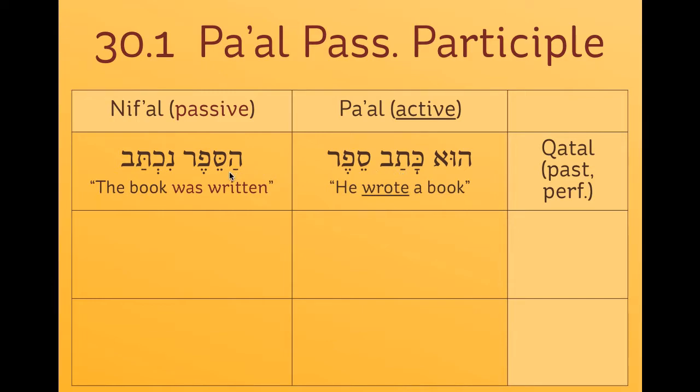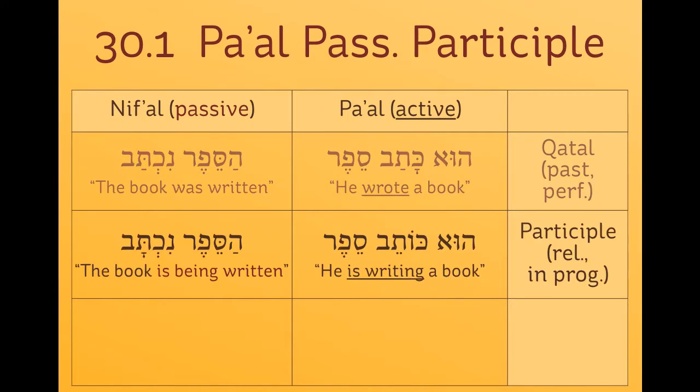Similarly, we have the nif'al form, hasefer nichtav. So the book was written. Nichtav as a Qatal form, past tense, the writing happened sometime in the past, and it's complete. The only thing different is that it's passive voice. So the book was written. We don't know who wrote it, just it's important that the book was written.